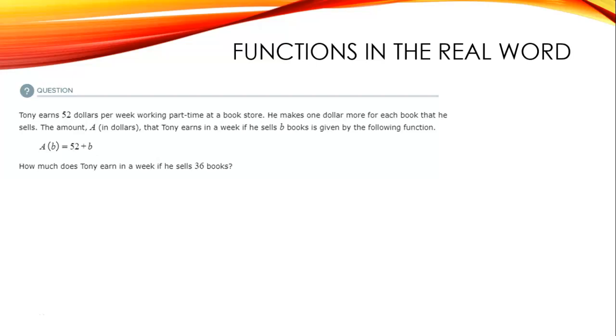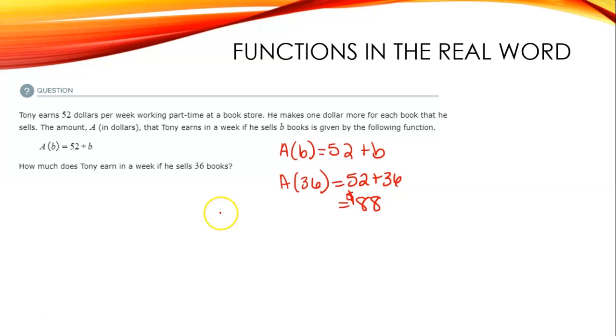You pause the video, same type of equation, different numbers. You solve this problem for Tony. All right, you should have used this equation that the amount that he earns based on the books sold. He must have worked there a little bit longer. He makes a little bit more money, and he earns $52 plus the number of books that he sells. Well, the amount that he earns based on 36 books is just 52 plus 36, and that gives me 88. So he earns $88 in a week if he sells 36 books.